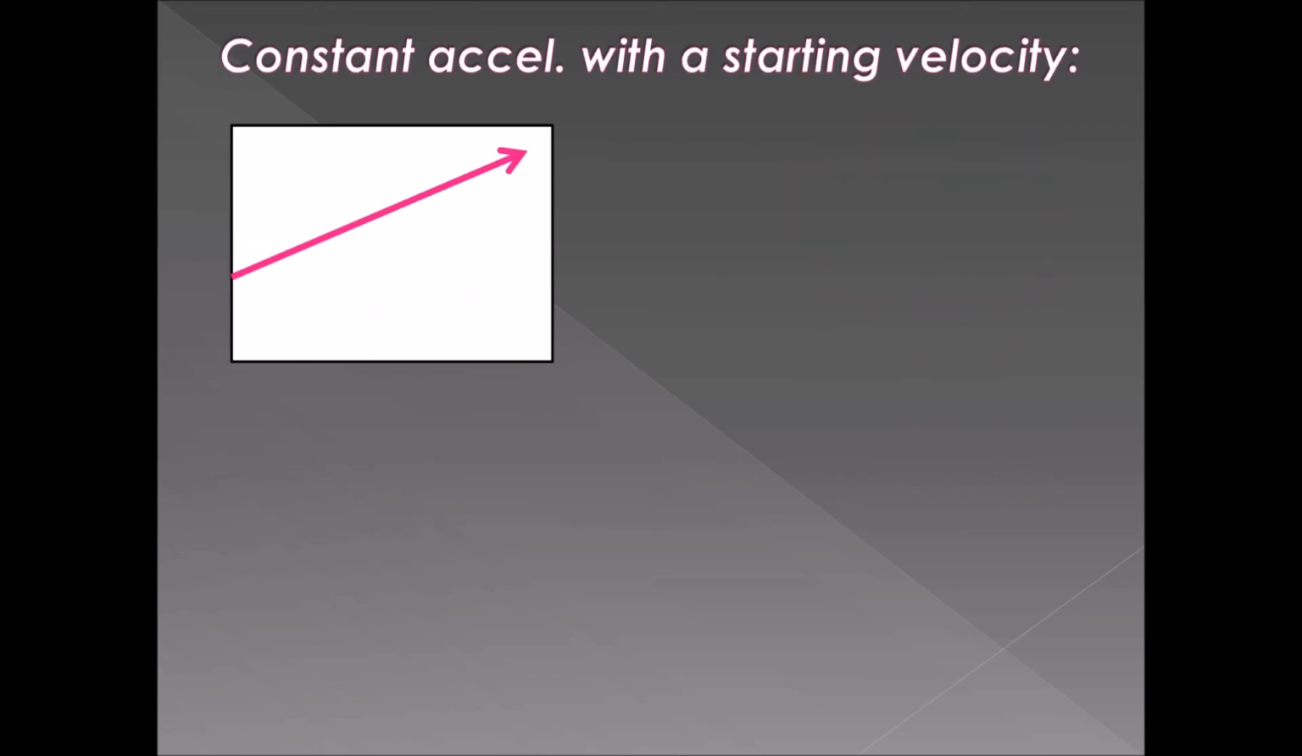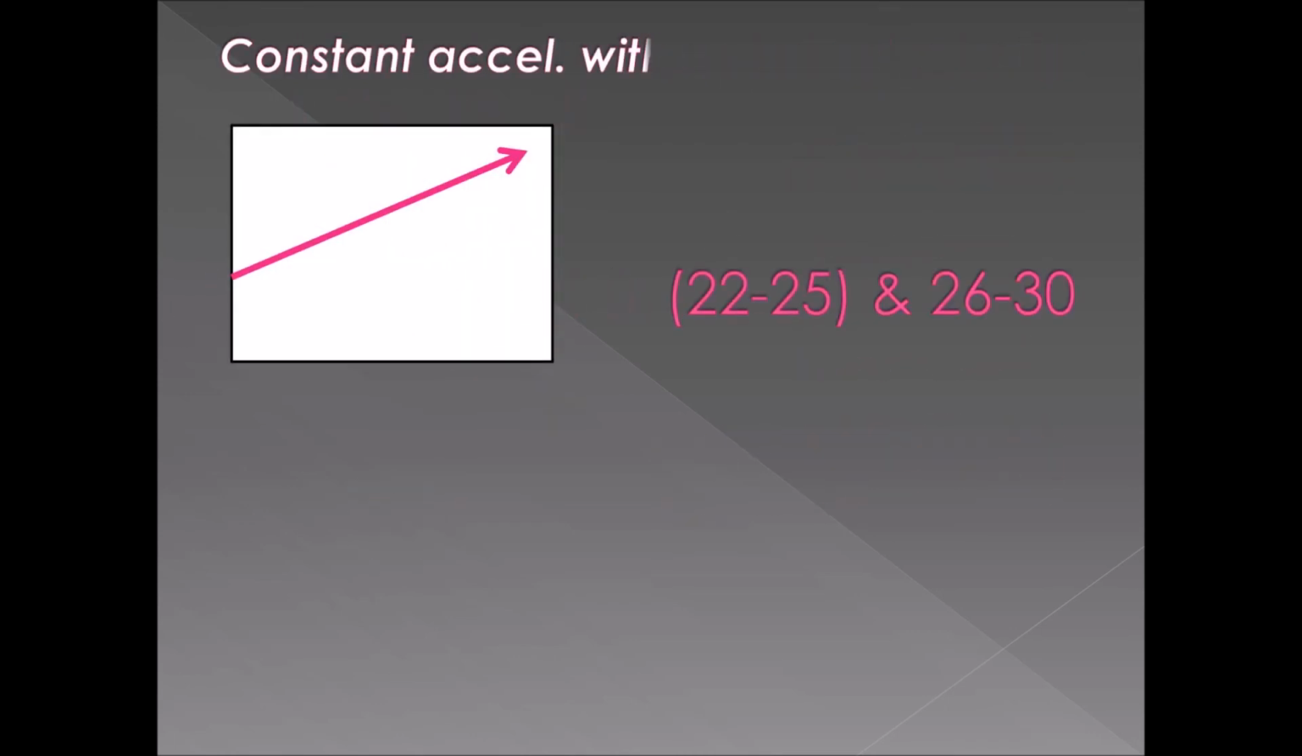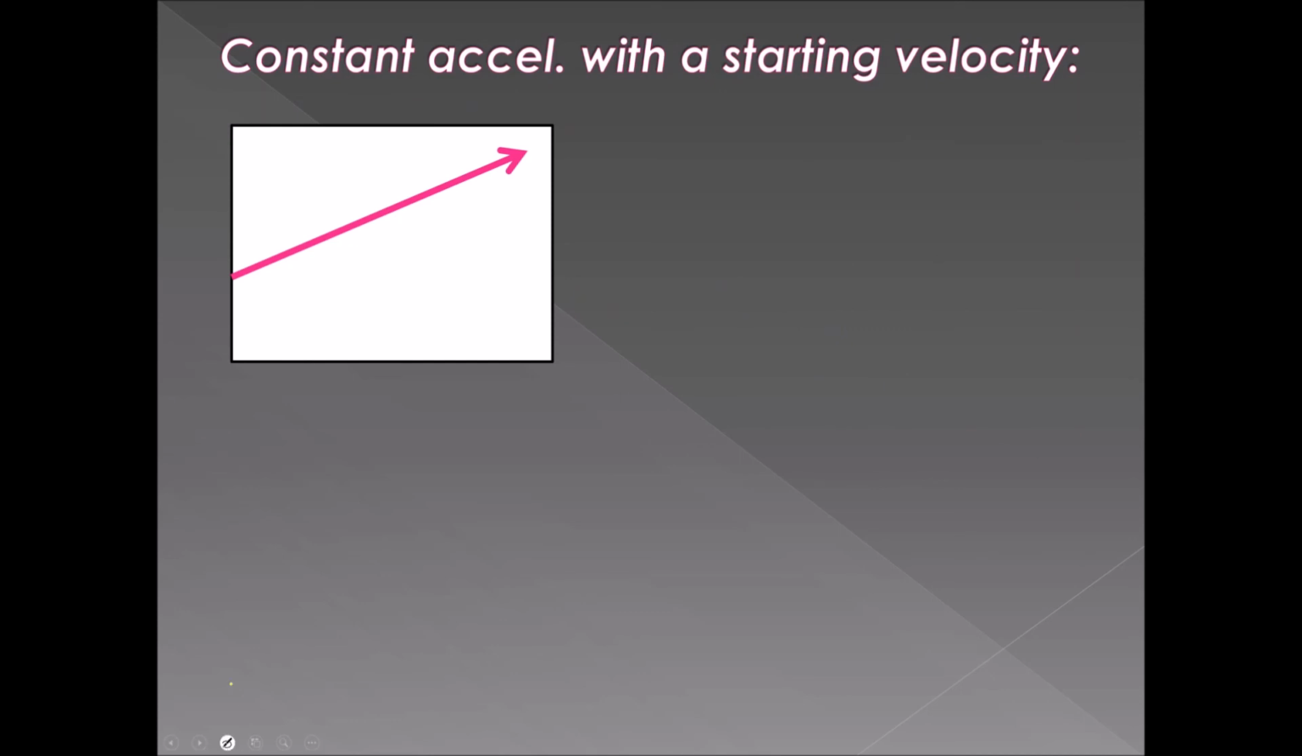This one's also a trapezoid, but it's sideways compared to this one. And for this one, let's say our initial velocity is 12 meters per second. Last one, I promise. And our time goes from 0 to 10 seconds. And my final velocity is 24 meters per second.